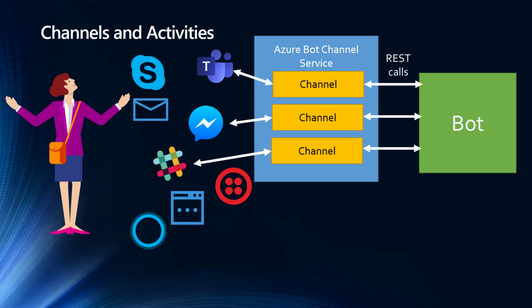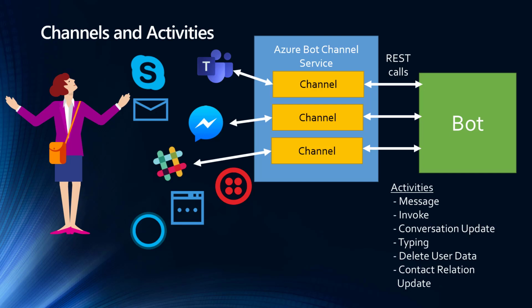What are those REST calls going between the bots and the Bot Channel Service? Well, those are activities, and the most common one is a message. Obviously, it could be a chat message, or we could be sending an adaptive card, or perhaps an image or some other rich media. Another type of activity is an invoke. Invokes are used a lot in Teams. They're used for messaging extensions and also for push buttons on adaptive cards, things like that. Conversation update tells your bot that someone has entered or left the conversation. Typing tells you that someone's typing, etc.